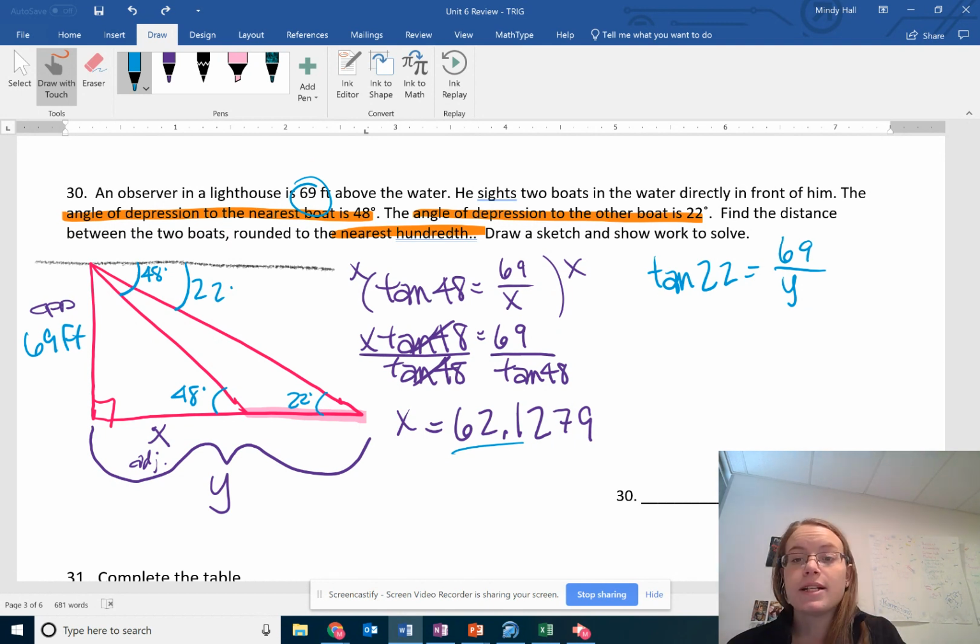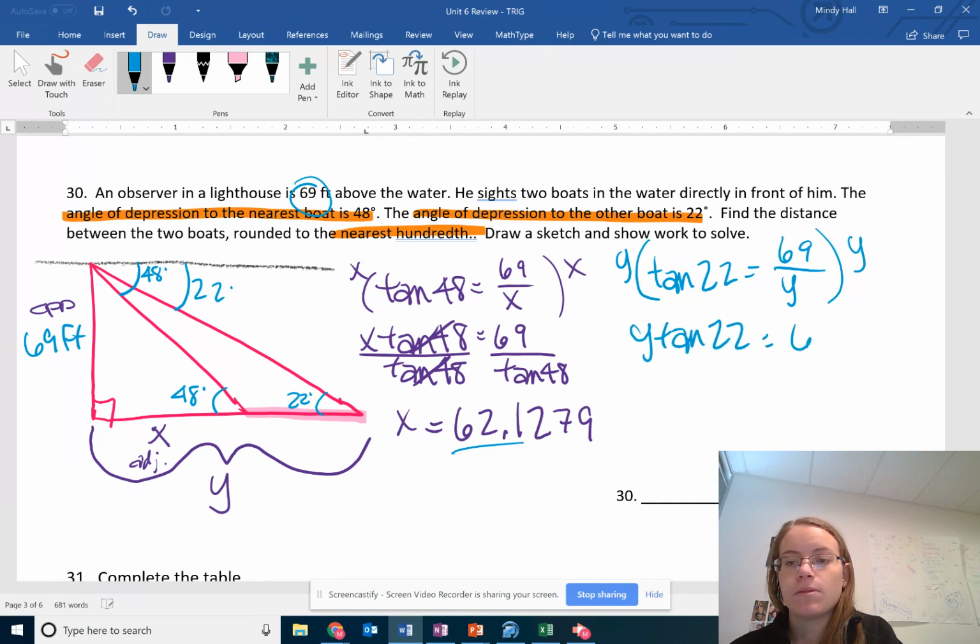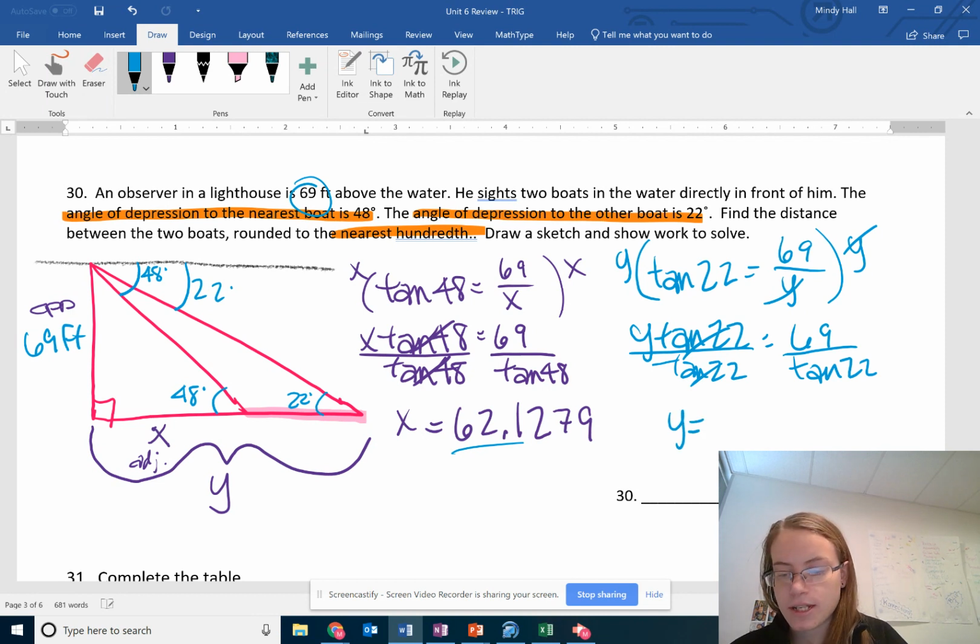So doing it this way, we're going to multiply by y still, like we did before. So y times tangent of 22 equals 69. And then we divide by tangent of 22. So then y equals 69 divided by tangent 22, which is 170.7810 if you're rounding. So then you subtract the 62.1279.